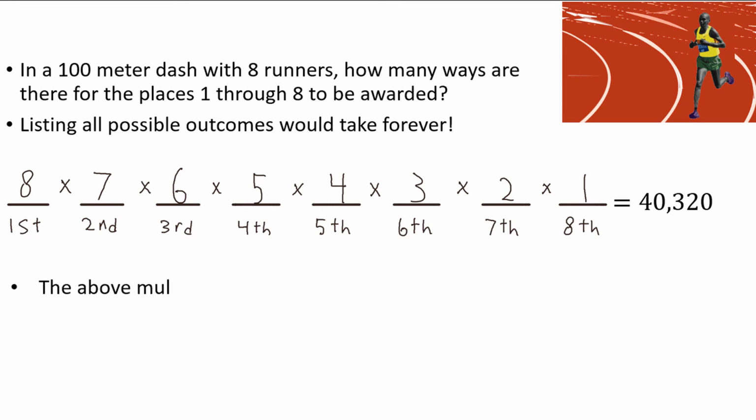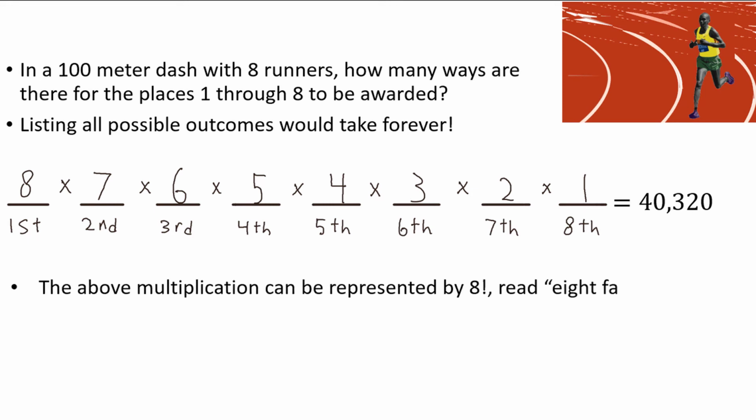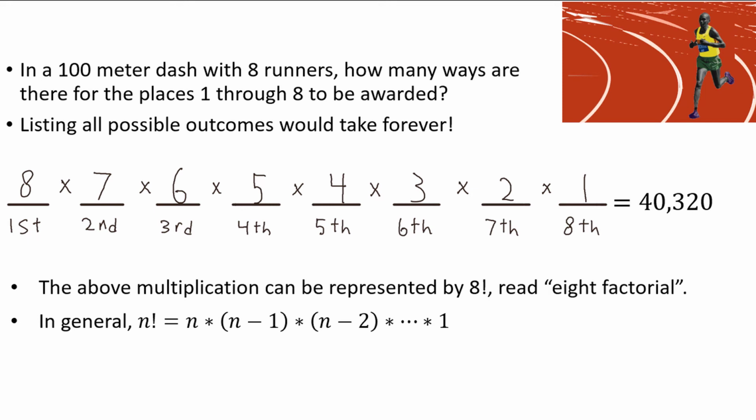The above multiplication can be represented by 8 with an exclamation mark after it, read 8 factorial. The factorial symbol simply tells you to multiply the number in front of the factorial by that number minus 1, then that number minus 2, continuing until you get down to 1. In general, n factorial equals n times n minus 1 times n minus 2, continuing until you get down to 1. This is exactly what we have. N is 8, so we start with 8, then multiply by n minus 1, which is 7, then n minus 2, which is 6, etc. until we get down to 1.